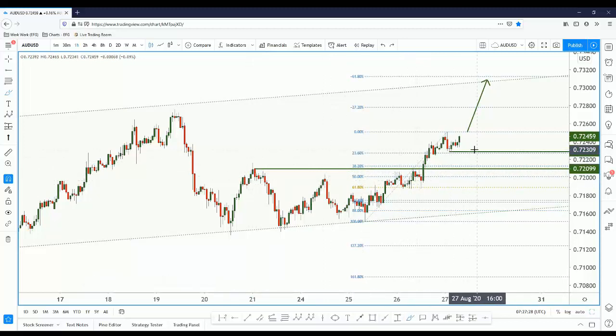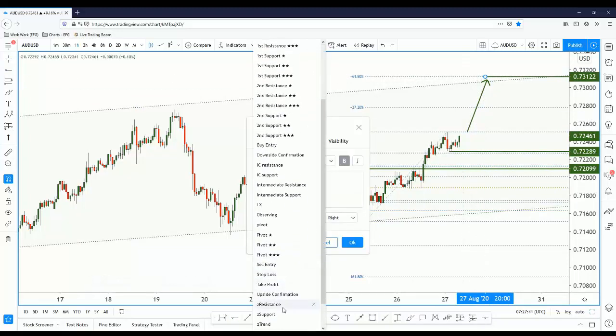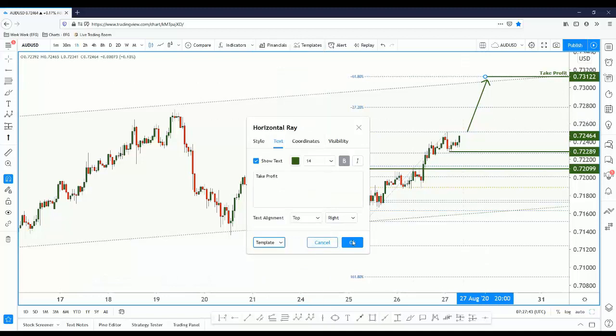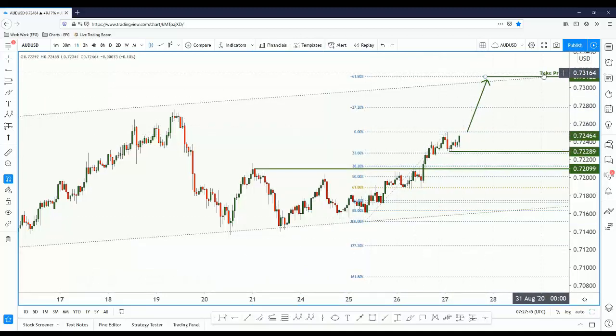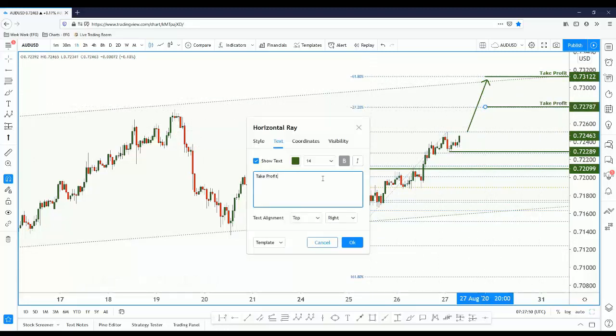Like I said, the target that we're playing for is really all the way at the channel resistance, which is also in line with our 61.8. That is really our longer term take profit. And we can have a partial take profit over here.